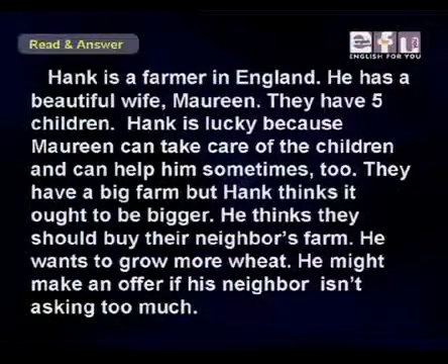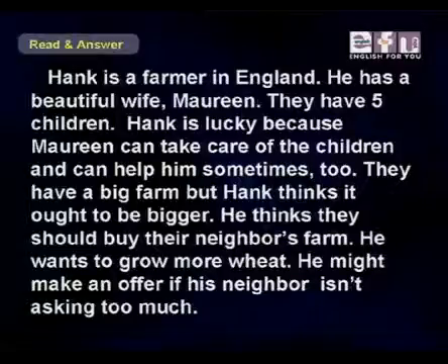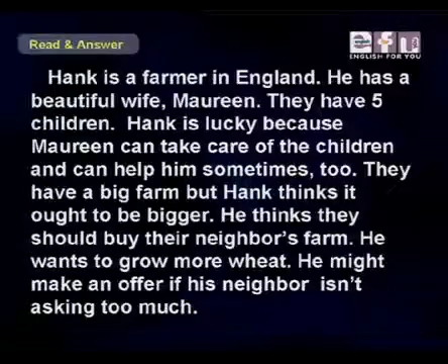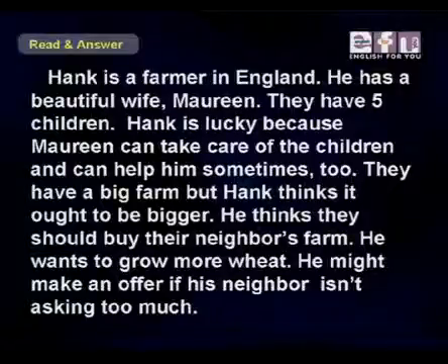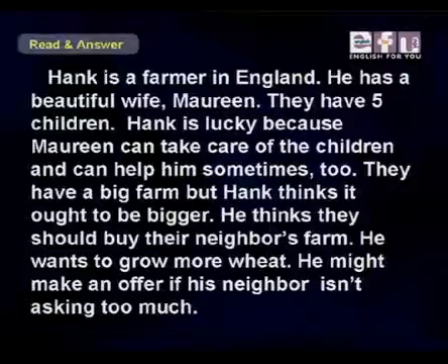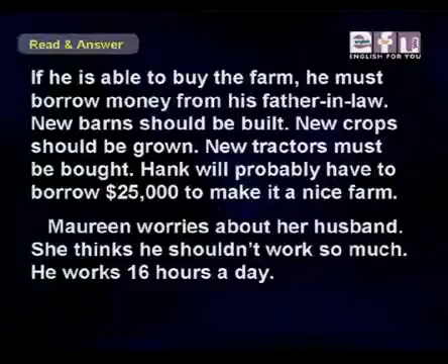Hank is a farmer in England. He has a beautiful wife, Maureen. They have 5 children. Hank is lucky because Maureen can take care of the children and can help him sometimes too. They have a big farm, but Hank thinks it ought to be bigger. He thinks they should buy their neighbor's farm. He wants to grow more wheat. He might make an offer if his neighbor isn't asking too much. If he is able to buy the farm, he must borrow money from his father-in-law.